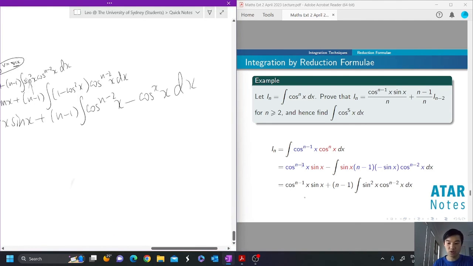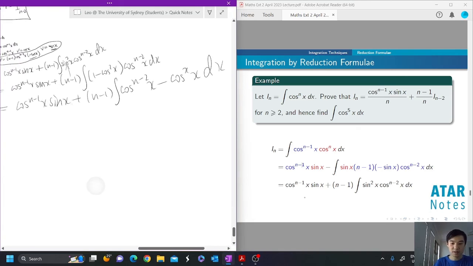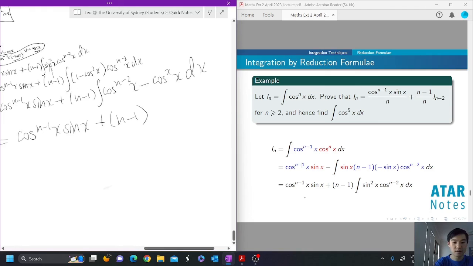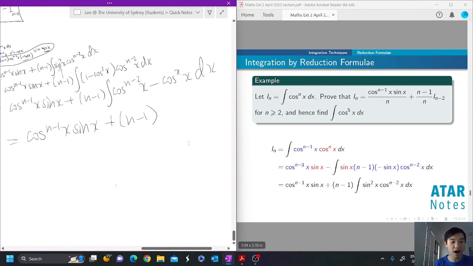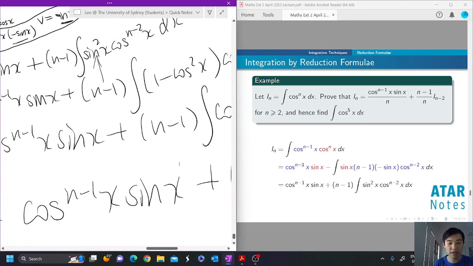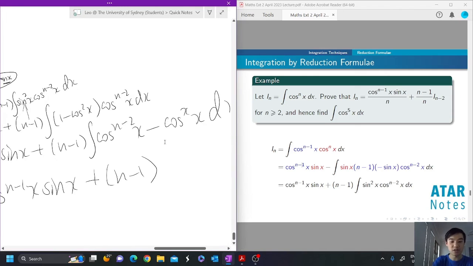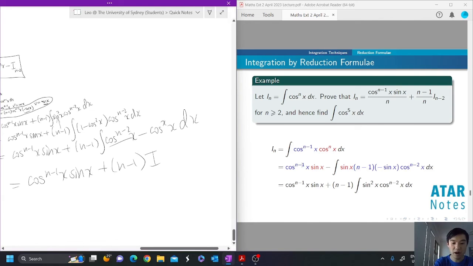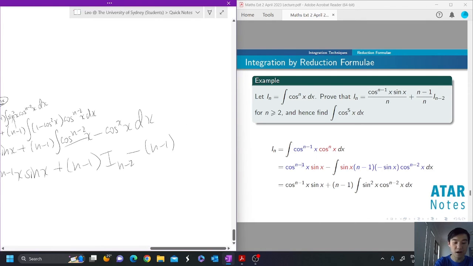So when you break this up, this will be cos^(n-1)x sin x plus (n-1). Remember, we said that I_n is the integral of cos^n x. So when we integrate cos, just looking at this one by itself, when we split this up into two fractions, it's going to be I_(n-2). And here we've got minus (n-1) times the integral of cos^n x, which is going to be I_n. Oh, this is n here.